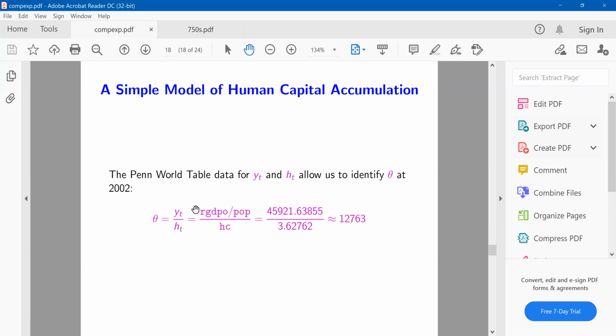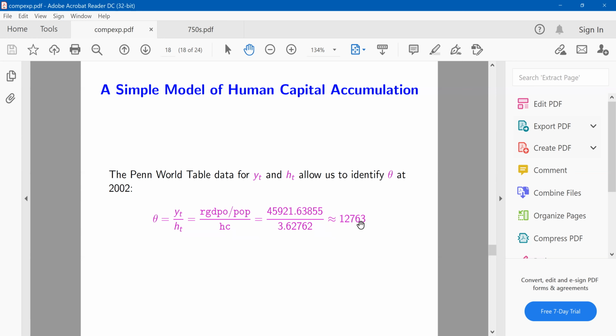Okay. And I use the production function and the model solution for GDP per worker. And I realized that theta that is consistent with this data is equal to around 12,000. Okay, so that's a large number because GDP measurement is made at, I don't know, some dollars. So theta is a large number, but be careful.